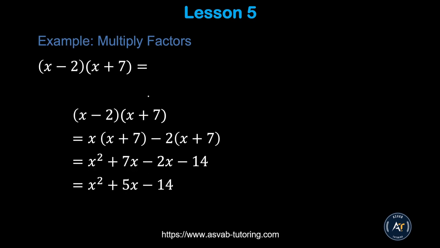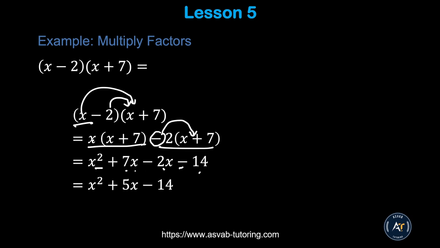Here is another example, so let's do it together. This time you have a negative and a positive inside the parenthesis. Let's do the same way. You multiply x with the whole thing and negative 2 with the whole thing. So x times x is x squared, 7 times x is 7x, negative 2x, and this positive 7 times negative 2 gives you negative 14.